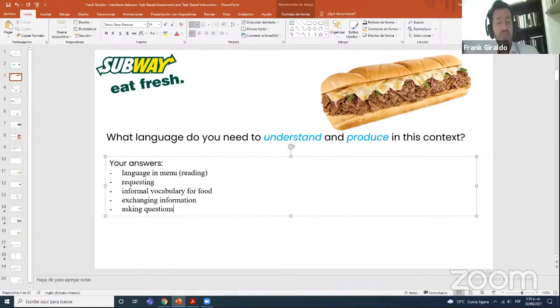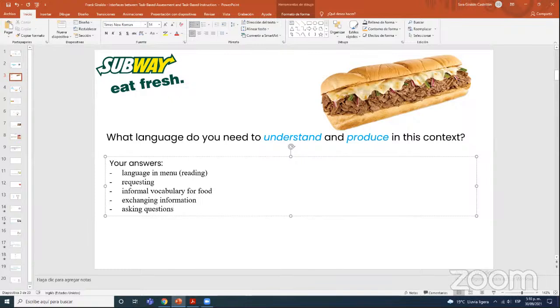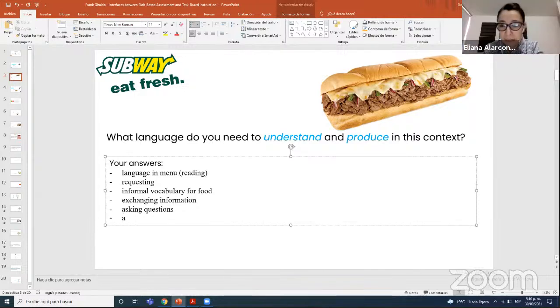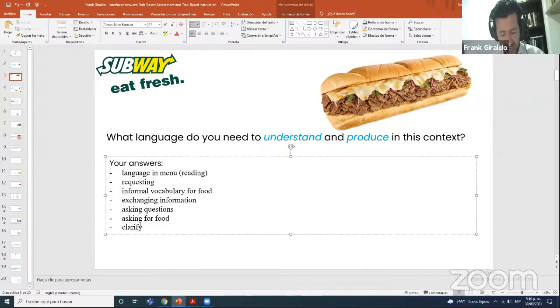Imagine you go to Subway or to another restaurant to get a sandwich. What do you say or what do you hear? I think there is another answer. How to ask for food, says Daniela. Okay, asking for food. So that's the function. Mariana says we have to be clear about what we need. Okay, so clarify what we want.